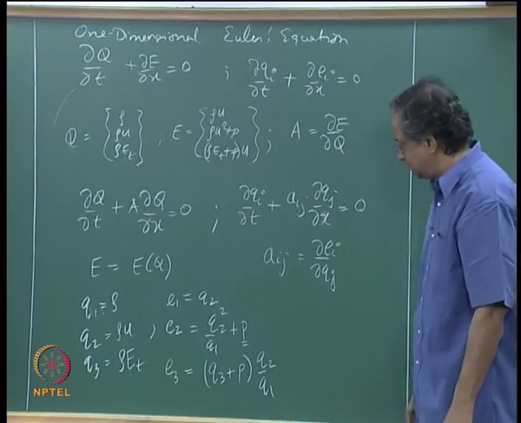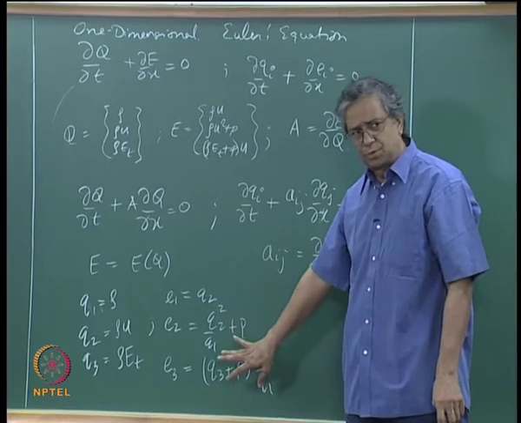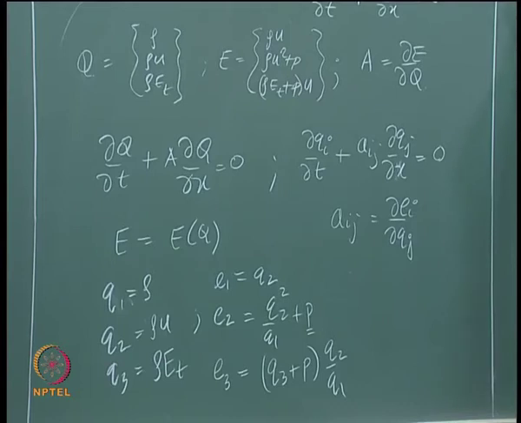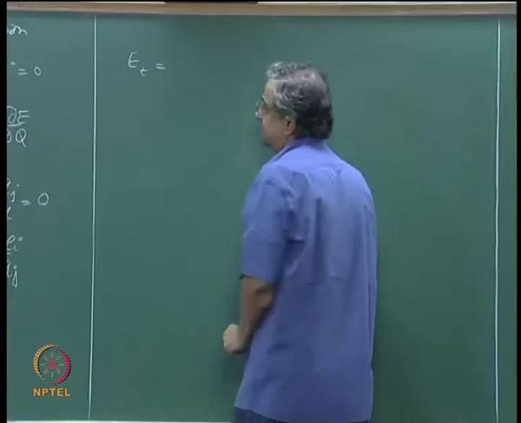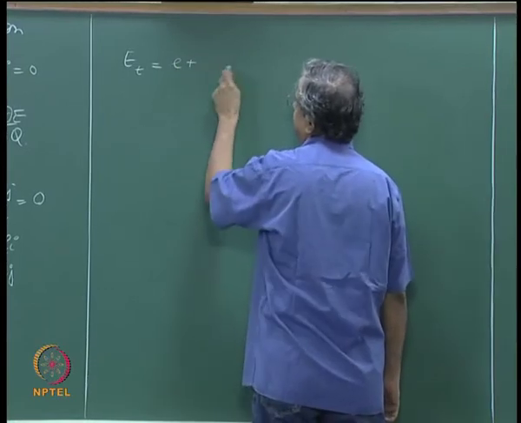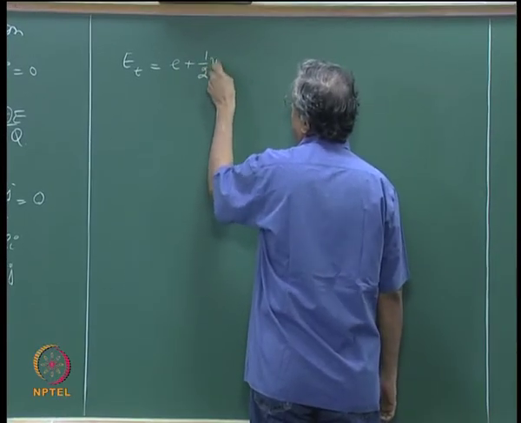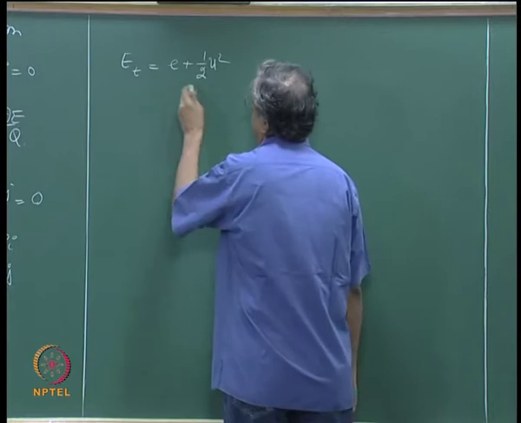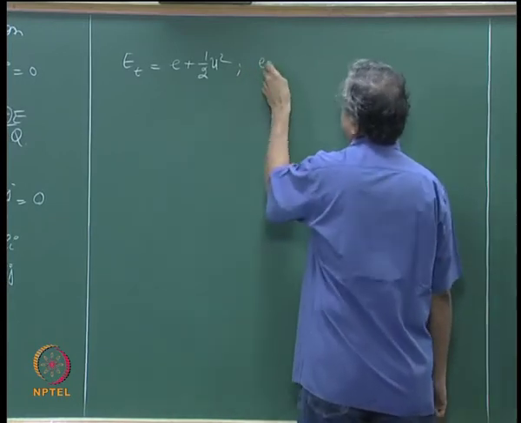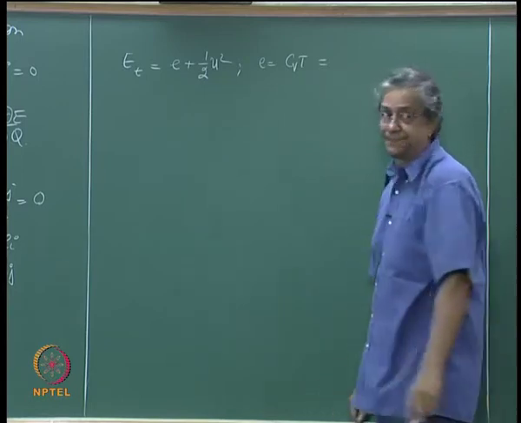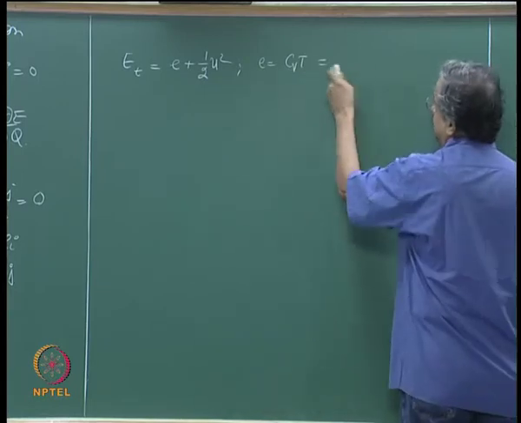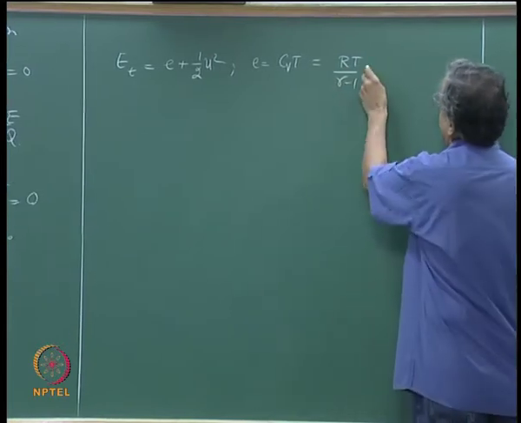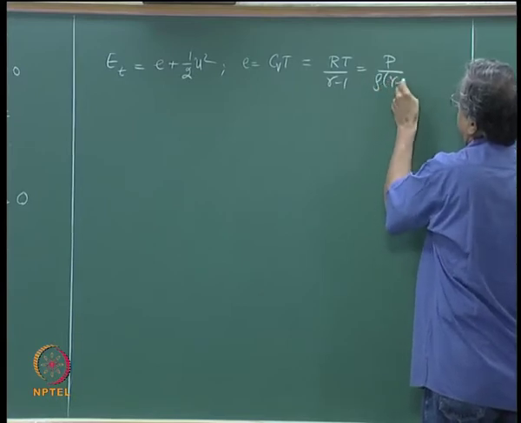For that we will have to go back to the original definition of E total, because that is the relationship that we had. E total is e plus 1 half u squared, or rho e total, whichever way, and e was CvT, which through the equation of state equals RT by gamma minus 1, where I have substituted for Cv, which equals P by rho times gamma minus 1.